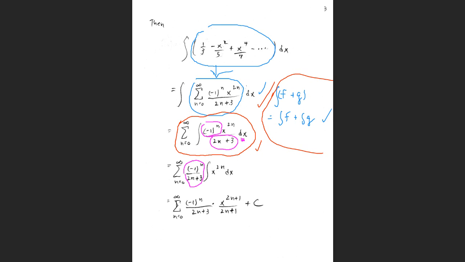And the antiderivative then here of x to the 2n power is just x to the 2n plus 1 power over 2n plus 1. And then we have this constant of integration, big constant of integration, which is really the, for every indefinite integral, you have a little constant of integration. But if you add them all up, you'll get this big constant of integration. And so now you have a power series for your integral.